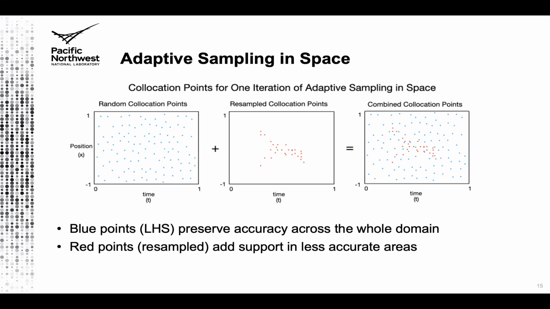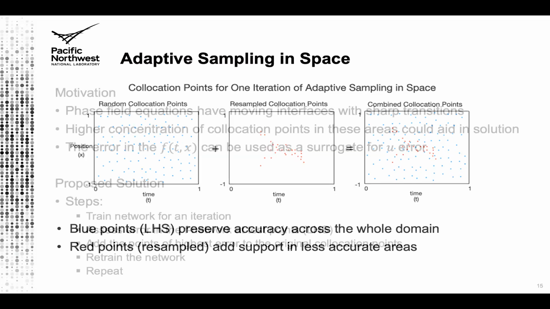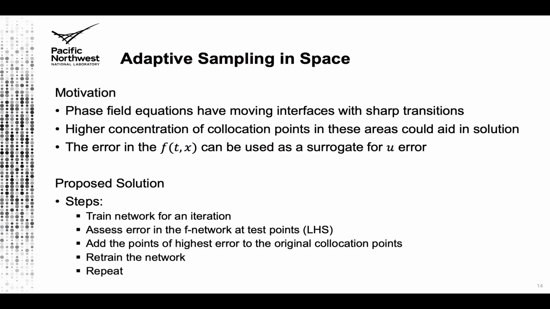Colby, I missed the previous slide. You choose the red points based on the residual. Correct. So you threshold at some point the residual, right? So we take a bunch of Latin hypercube sampled points across the domain, pass those through the network, and look at, say, the top 200 points of highest error.